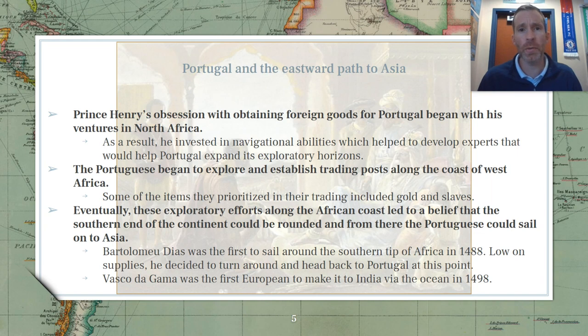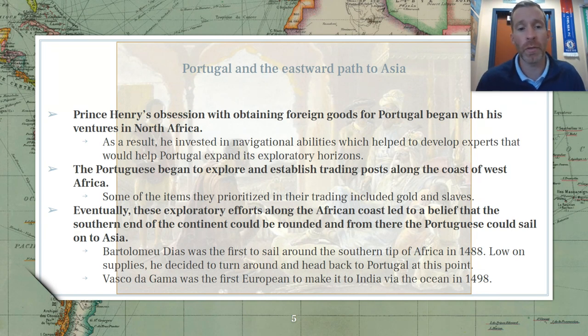So the first who's going to be able to round the southern tip of Africa is going to be Bartolomeo Diaz, who's going to do it in 1488. He hits a lot of rough storms around the southern tip of Africa, but finally gets around it, gets into the new ocean, sails back to Portugal, talking of his discoveries and what he found.